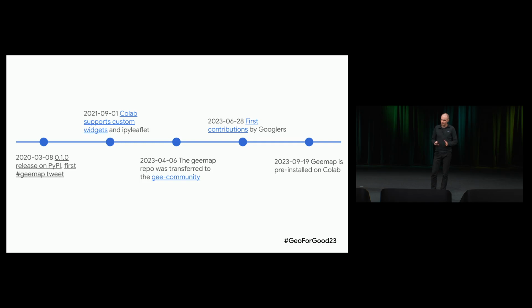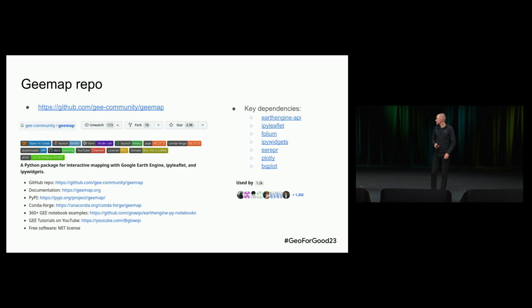And this is really exciting. Geemap is now pre-installed in Colab, and so it just removes one more barrier to entry. You don't have to pip install it anymore. So Qiusheng, will you come up and talk a little bit about the features of Geemap and give us a demo?